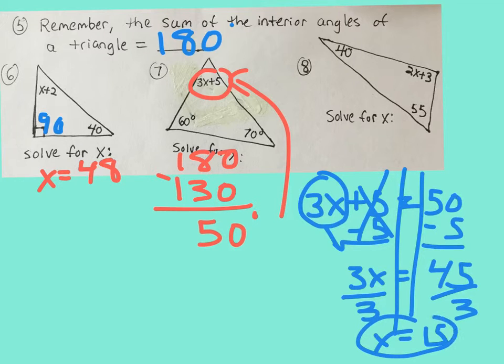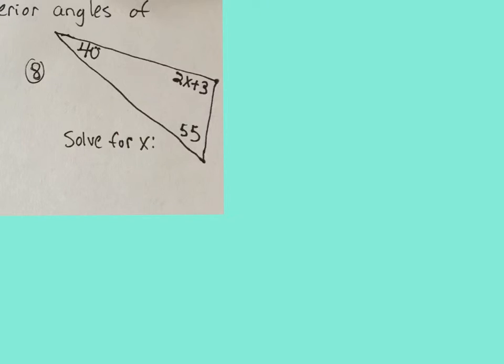So let's plug that in and see if that works, because that angle, the missing angle, needs to add up to 50 degrees. So if we plugged 15 in for x, 3 times 15 is 45, and 45 plus 5 is indeed 50 degrees. All right, problem 8, last problem.